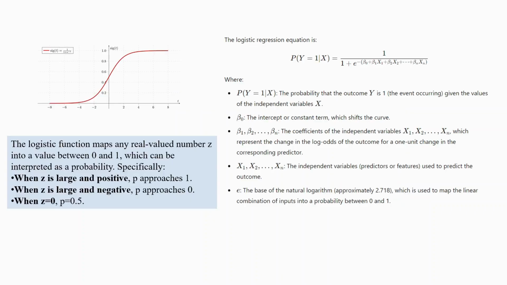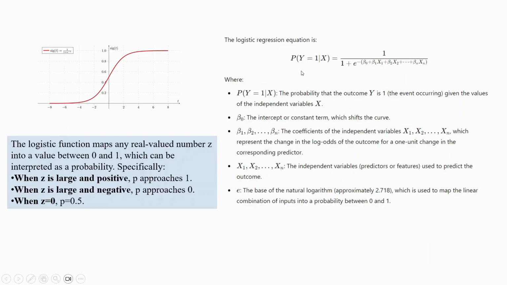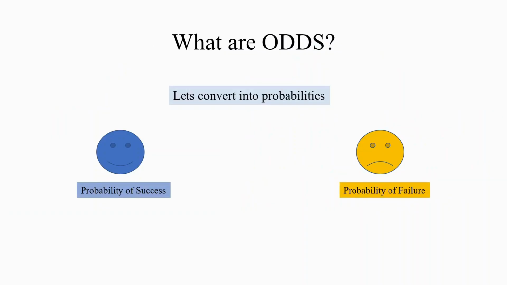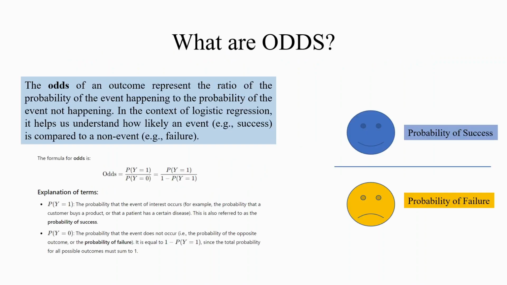Now make sure that the probabilities which we get by this equation depend on what we code as 1. So if death is coded as 1, we will get the probabilities for the death. If we are coding y equal to 1 for a particular disease, we'll get the probabilities of occurrence of the disease. So make sure what you are coding y equal to 1 as.